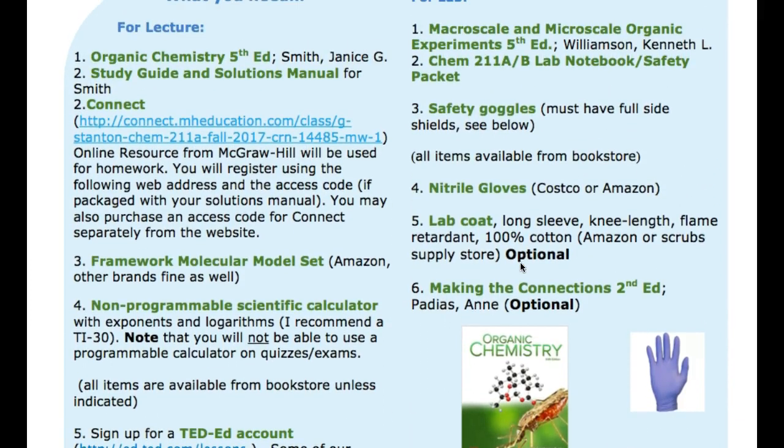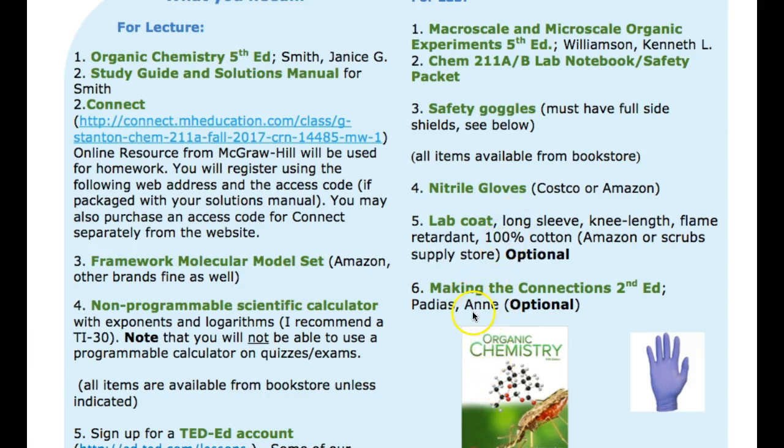We are going to be working with chemicals that are more harsh than a lot of the chemicals you've worked with in general chemistry, so you need to bring your own nitrile gloves. I will leave it up to you whether or not you use a lab coat.